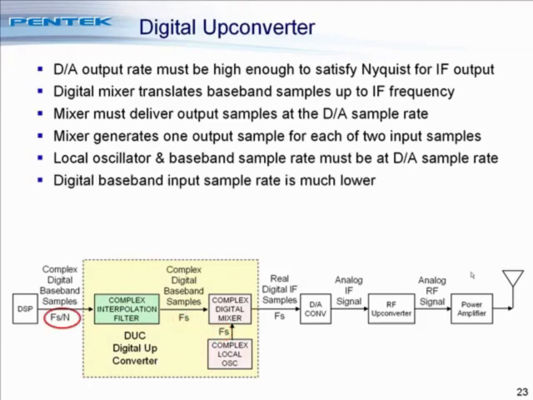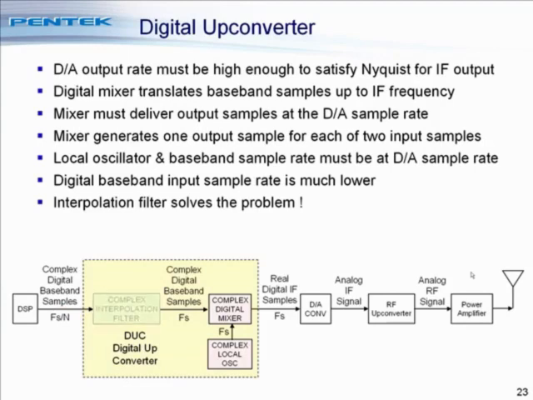is that the input digital baseband sample rate, which could be say a voice frequency signal sampled at a few kilohertz, is much lower. So how do we get from the much lower sampling rate of the input to the much higher sample rate that the mixer requires? Well, the answer is an interpolation filter. Let's take a look at that interpolation filter.